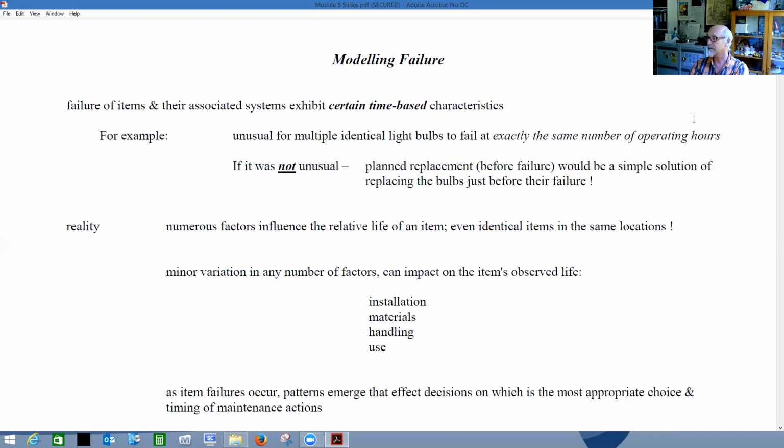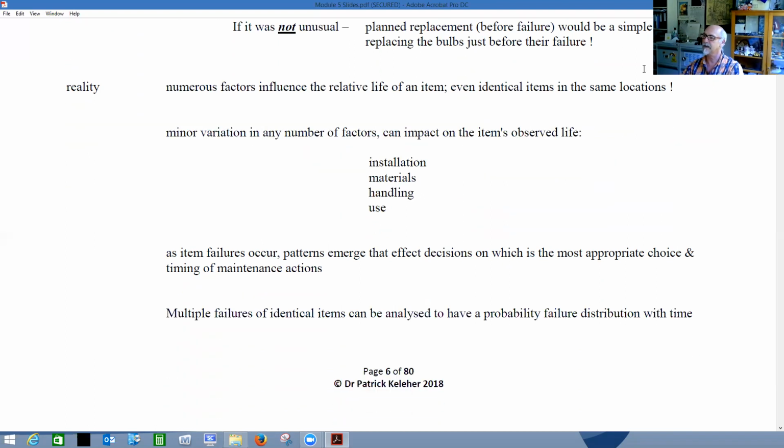And of course, the manufacturing of those things, sometimes they're just faulty manufacturing. As the item failures occur, patterns emerge that, obviously, affect their decisions on which is the most appropriate choice and timing of your maintenance actions. But the key thing, of course, is that you've got to have data. So to model these things, you've got to start collecting information.